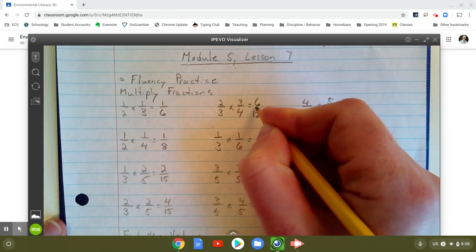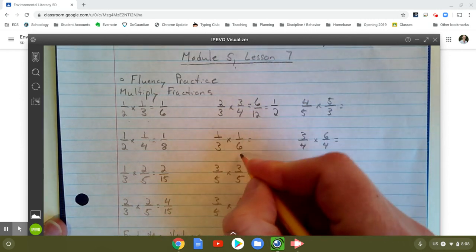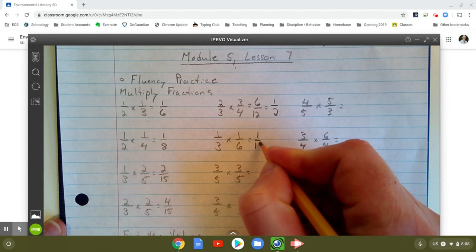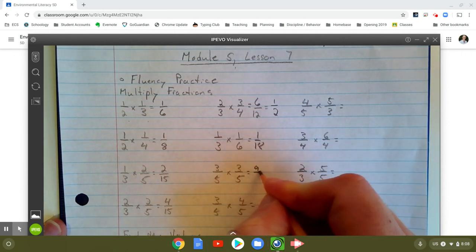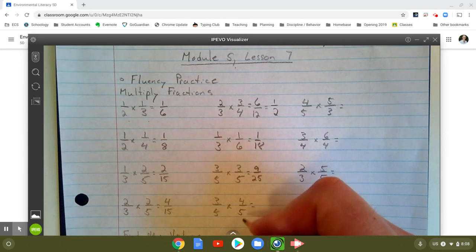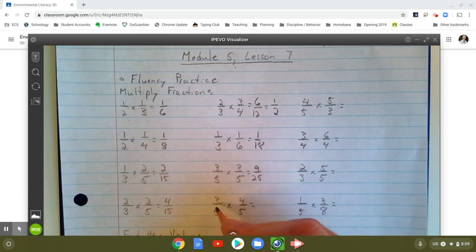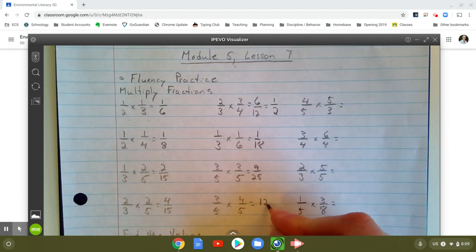6/12. It can be reduced to a half. 1/18. 9/25. Seems like 9/25 ought to be reduced, but I don't think that there's a greatest common factor. 12/25.